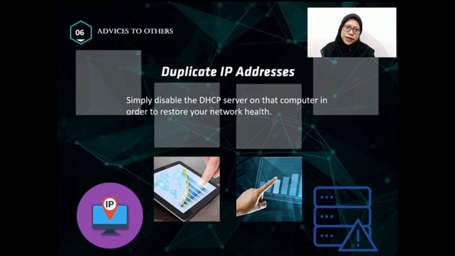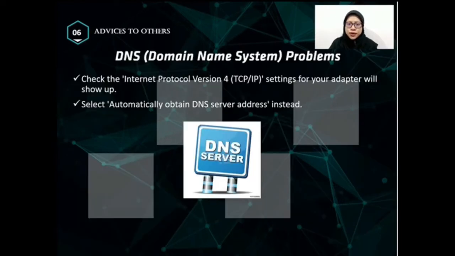Next, duplicate IP addresses problem. When you face this problem, you can simply disable the DHCP server on that computer in order to restore your network health. For DNS problems, first check the Internet Protocol version 4 TCP/IP settings for your adapter. Then select obtain DNS server address automatically instead.